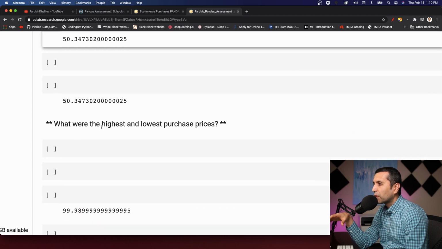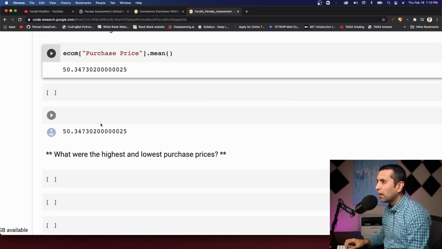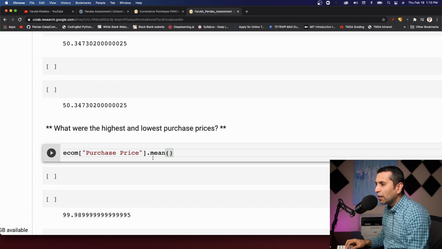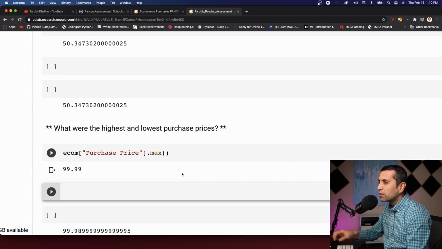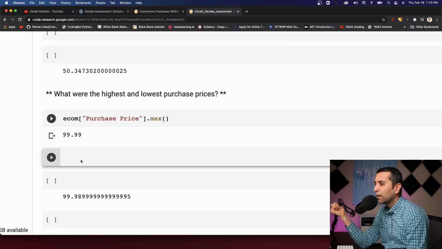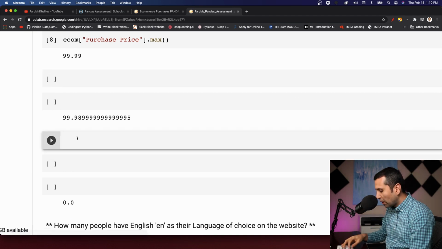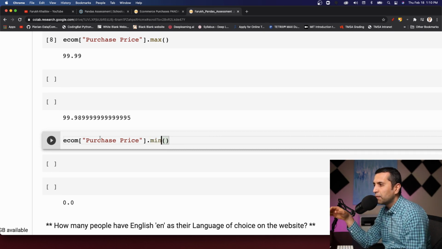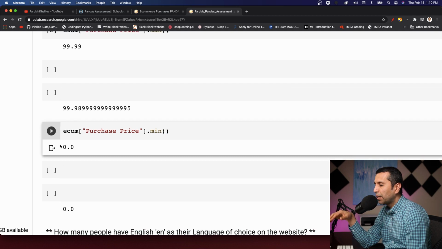Another question is, what is the highest and what is the lowest price in my data frame? Actually, it's almost the same. What I can do is make a copy and paste it here. The only thing is, I will not use the mean function, but I will use the max function. If I use the max function, the highest price that was purchased in my data frame shows almost $100. Perfect. What about the minimum? If I make it that one, it's easy also. I will be using my min function. So it gives me 0.